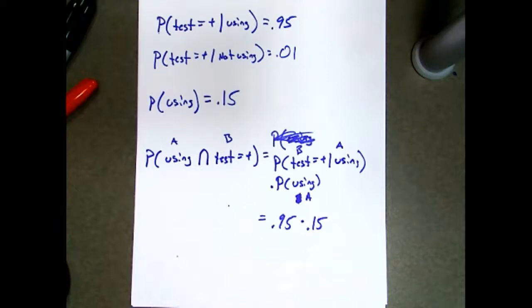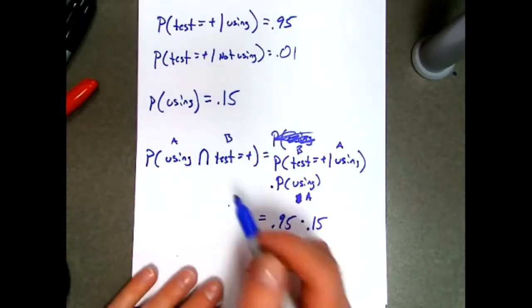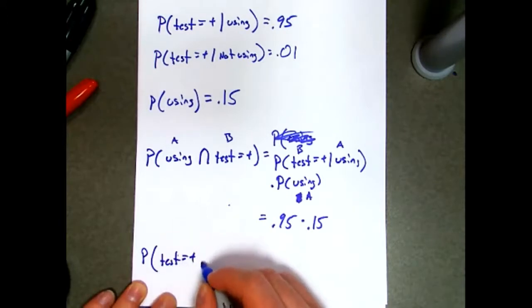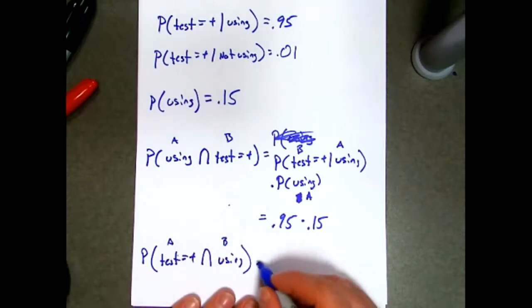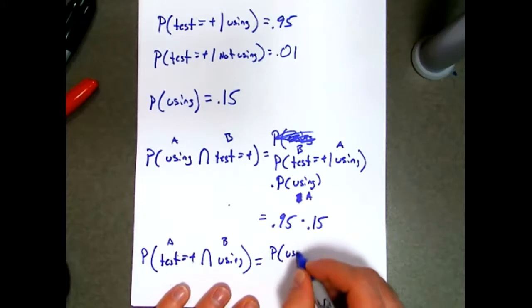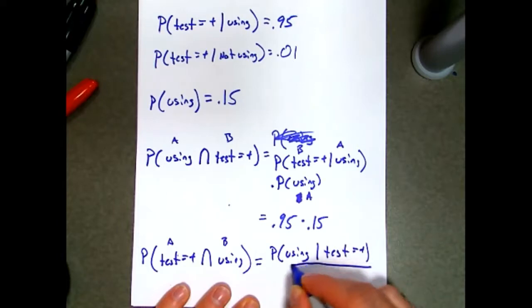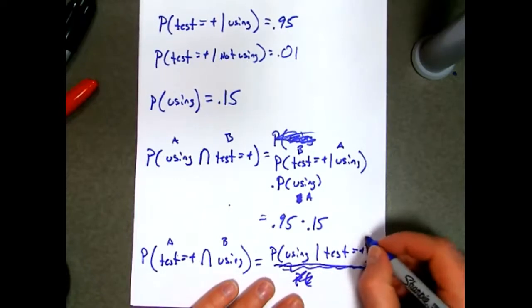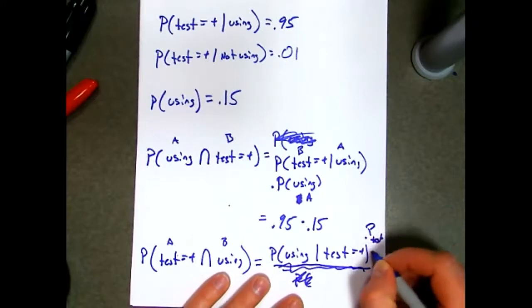Now, possibly, if I had phrased the question, what's the probability that the test comes back positive and they're using? So now here's my A, here's my B. I try writing this out. Multiplied by the probability of whatever I'm conditioning on. So here that would be that the test comes back positive.